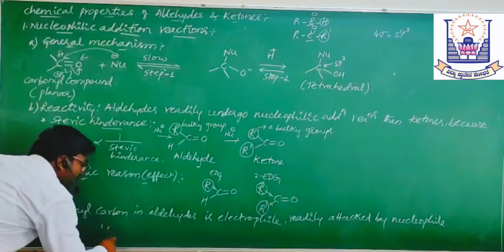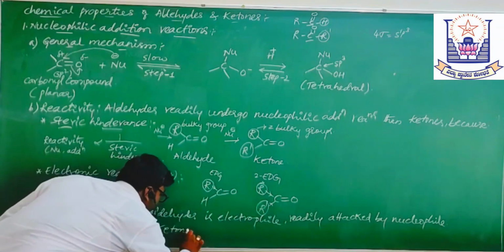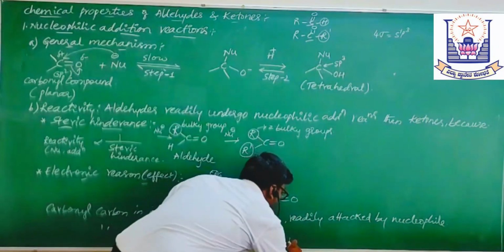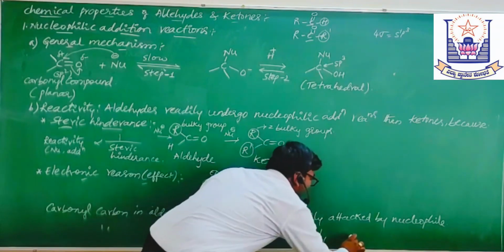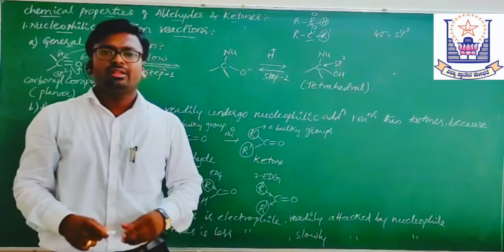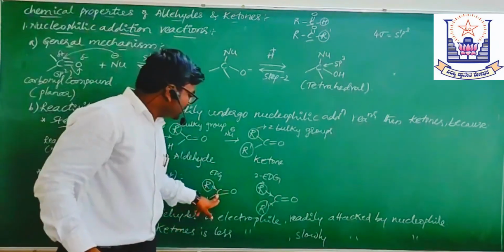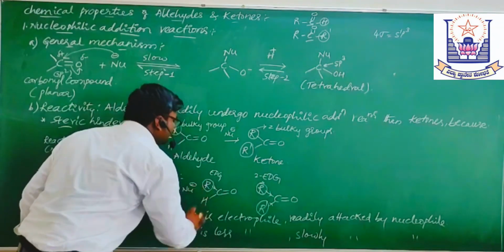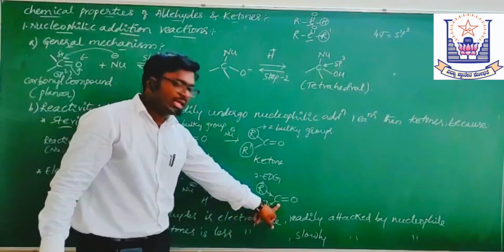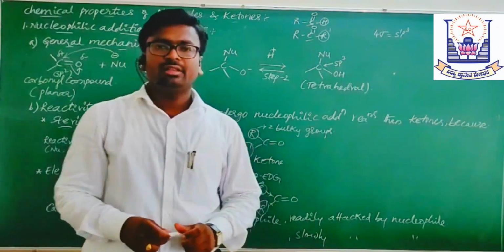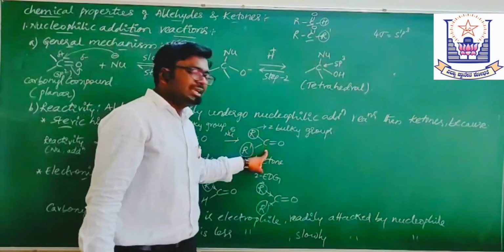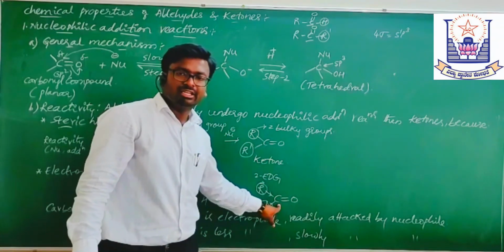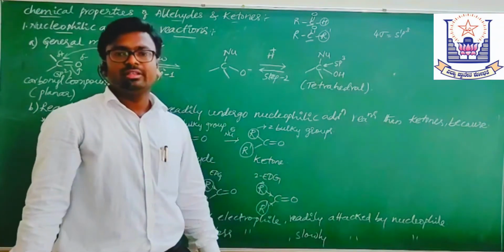While the carbonyl carbon in ketones is less electrophilic, slowly attacked by the nucleophile. Here positive character is more, that is why it is readily attacked by the negative nucleophile. Here positive character is less, that is why it is slowly attacked by the nucleophile. Where the steric hindrance is more in ketones and the positive character is less, that is why it is not readily attacked by the nucleophile.